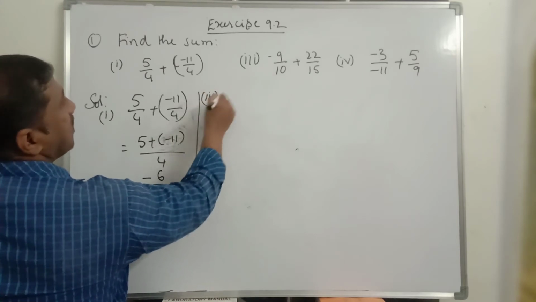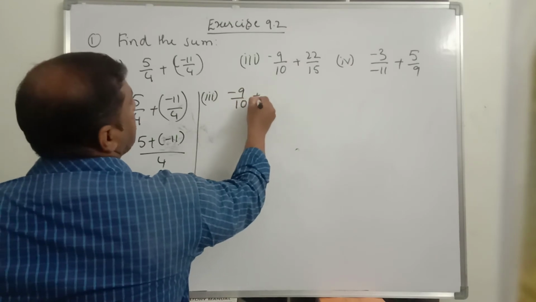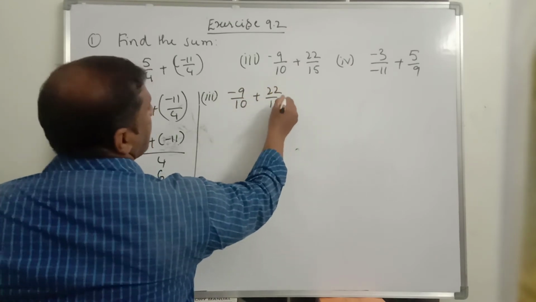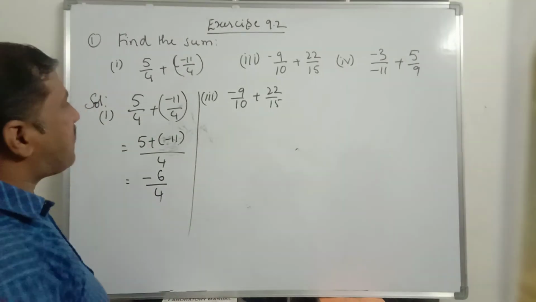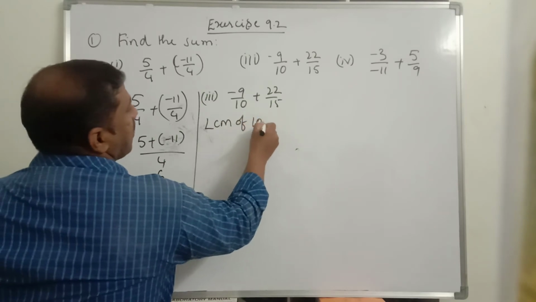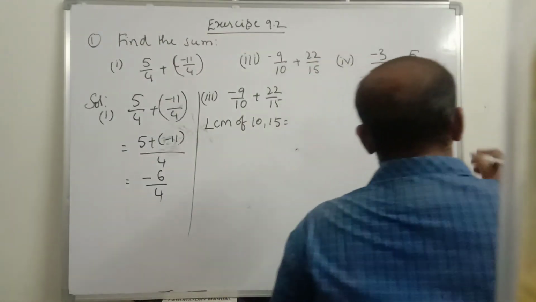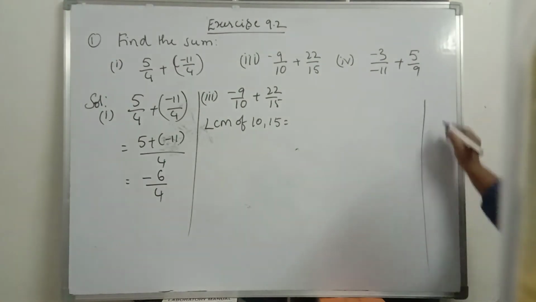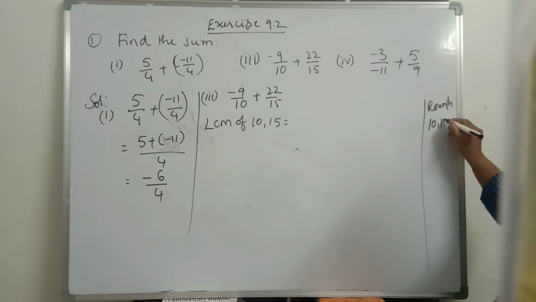Next, what about the third question? Here it is minus 9 by 10 plus 22 by 15. Here the denominators are different, 10 and 15. Find the LCM of 10 and 15. So you find that LCM here in the rough column.